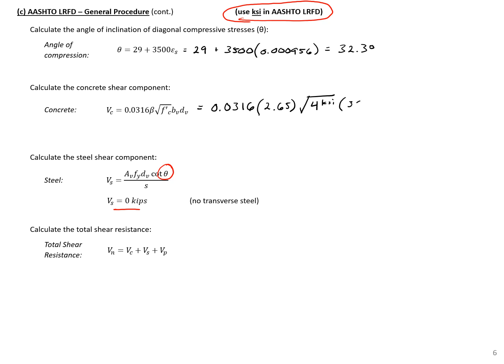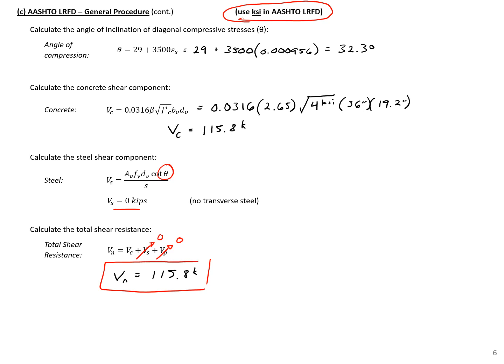So then times our 36 inches and then times 19.2 inches, our shear depth. And this will give us a V sub C equal to 115.8 kips. We don't have any steel, and we don't have any vertical pre-stressing component. So our V sub n is just equal to our V sub c, which is 115.8 kips. So this is our V sub n value using AASHTO.